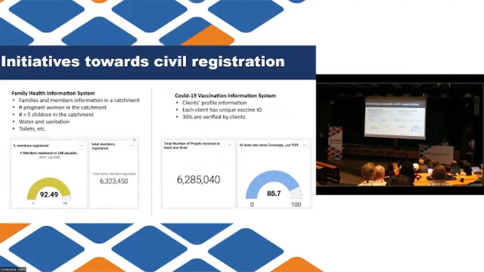This survey was usually done every year, but during COVID the Ministry of Health didn't do it because we had to be locked down. But COVID also helped us, because the DHIS2 system was used for building the COVID certificate, and that helped collect 6.2 million records, and 30% of the records have been verified by the public itself. And because of the COVID certificate and COVID vaccination ID, 6.2 million people have a unique COVID certificate ID, which can be used across different places. So we have all this data now.